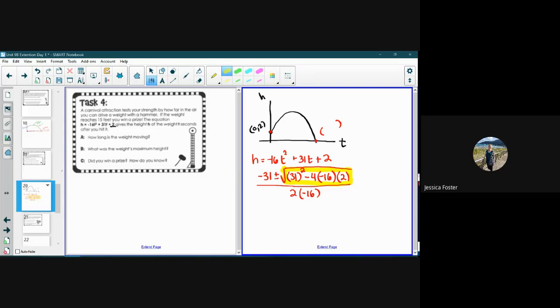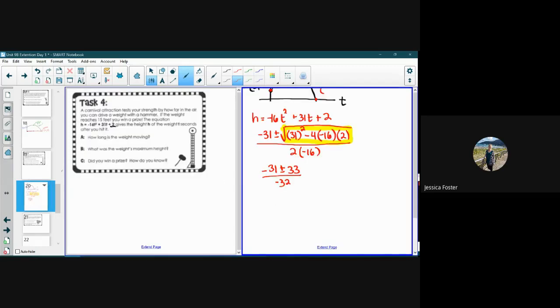And then I'm square rooting that, and I should be getting, oh, look at that. It was a perfect square root. How nice. Negative 31 plus or minus 33 all over, well, 2 times negative 16 is negative 32. So I have two answers right now: negative 31 plus 33 all divided by negative 32, or negative 31 minus 33 all divided by negative 32.